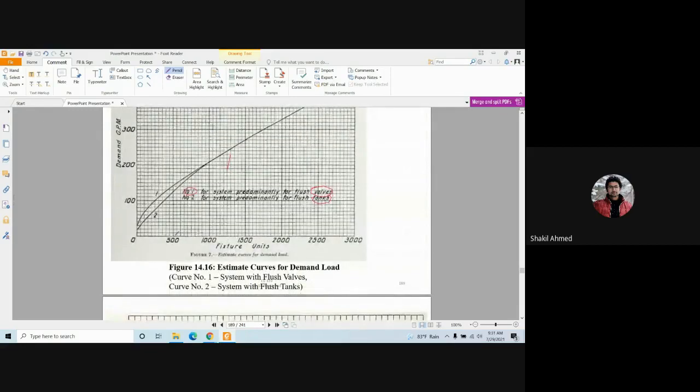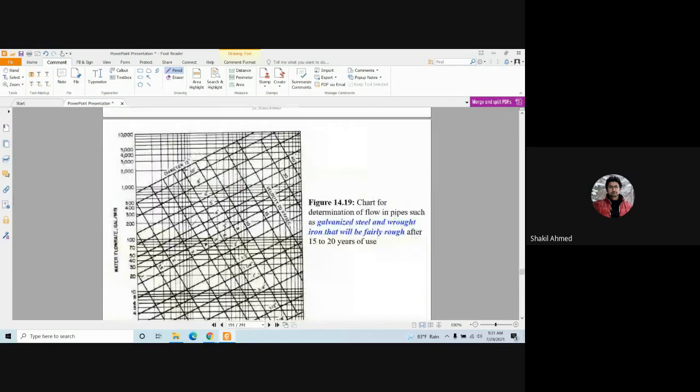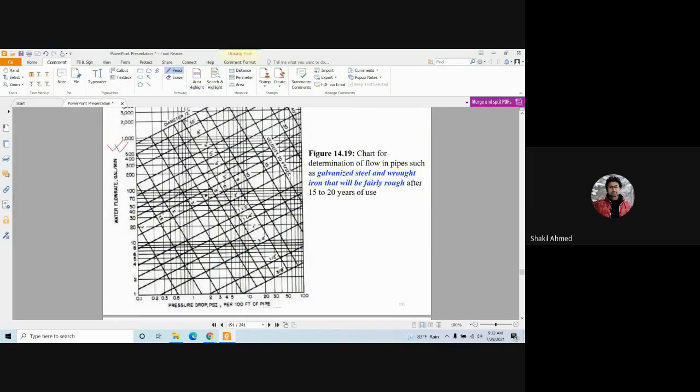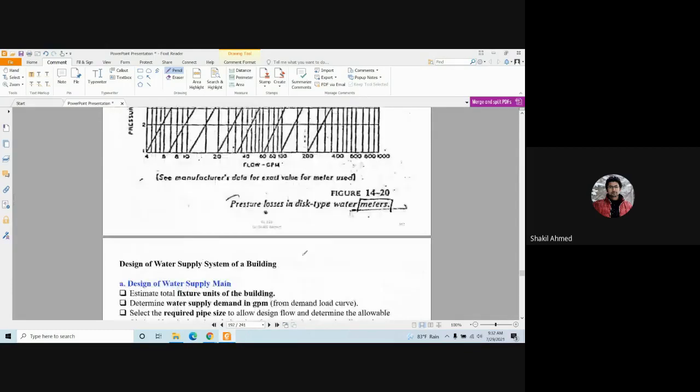If you have by accumulation of the different fixtures, if you have 500 fixture units, then you will go up to this level if it's a flush valve, this. If it's a flush tank, this. This is also an important nomograph which we will be using to design the freshwater pipe size. Okay.